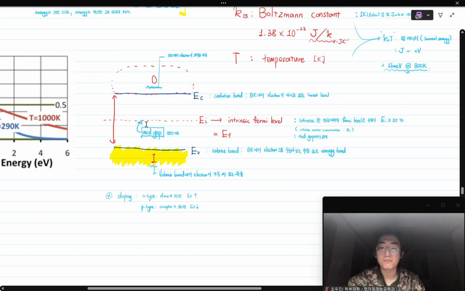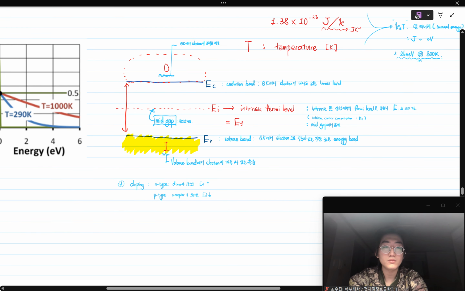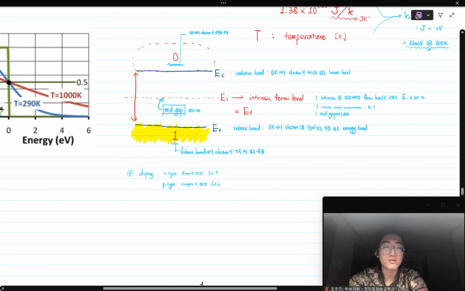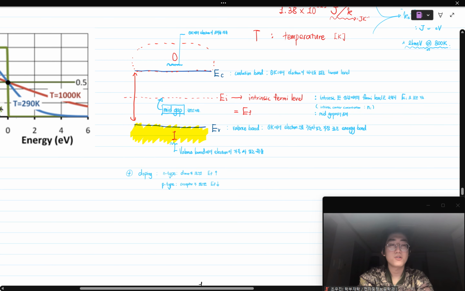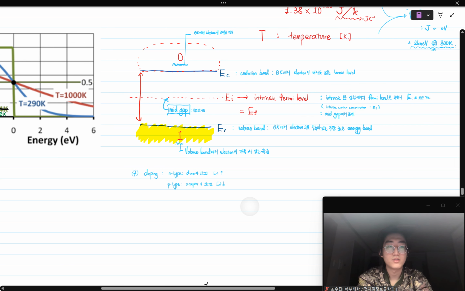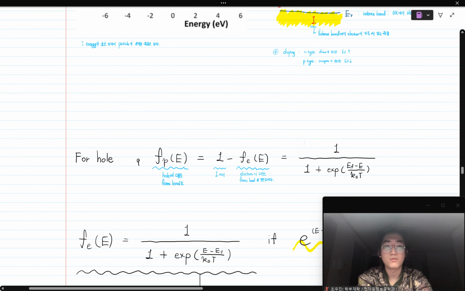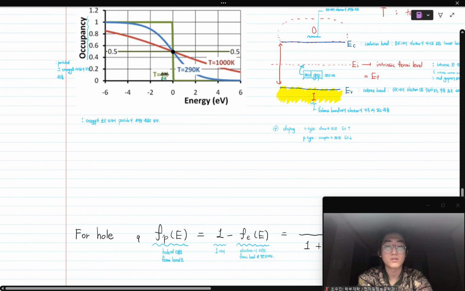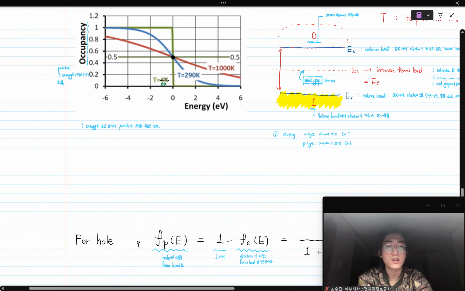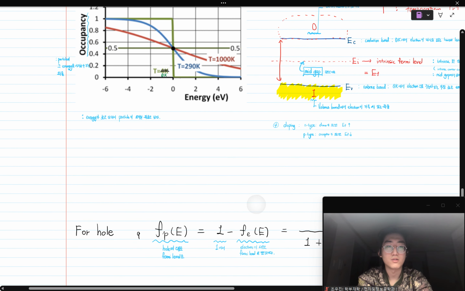and this middle gap means intrinsic Fermi level, and it can also be expressed as Ei in this situation. Ei is especially expressed for Fermi level in the intrinsic situation. Or if you dope some stuff, it may have a different intrinsic Fermi level.